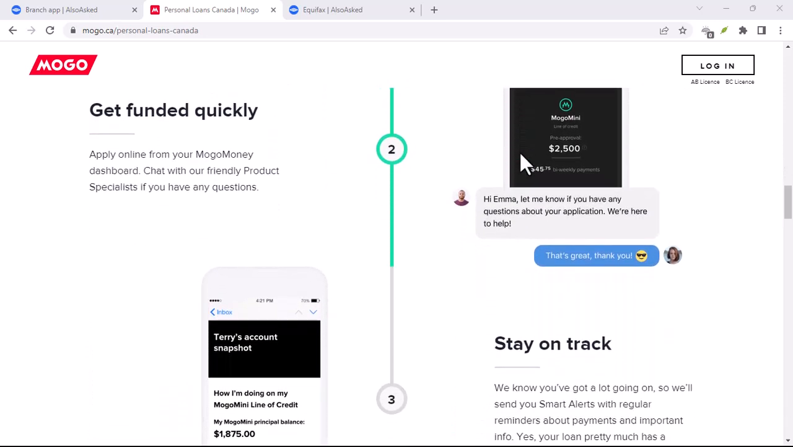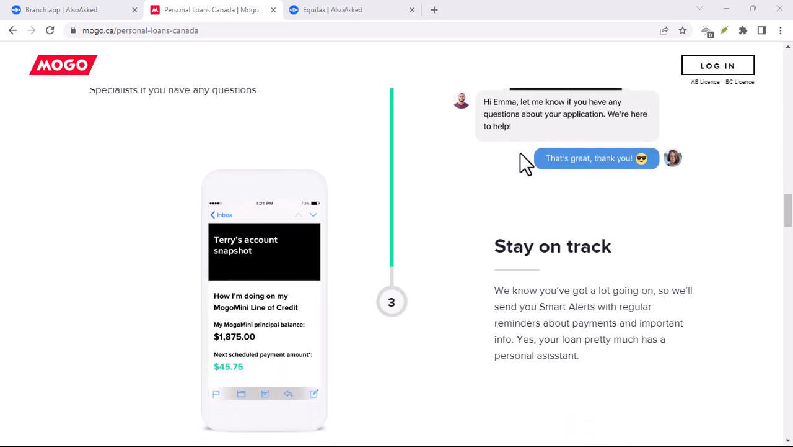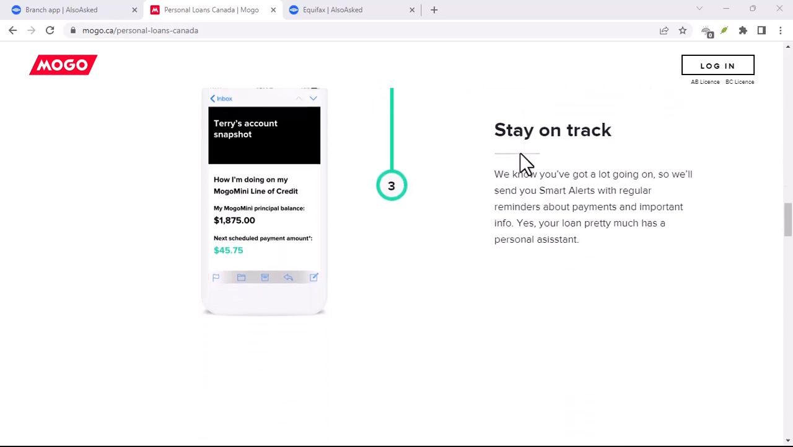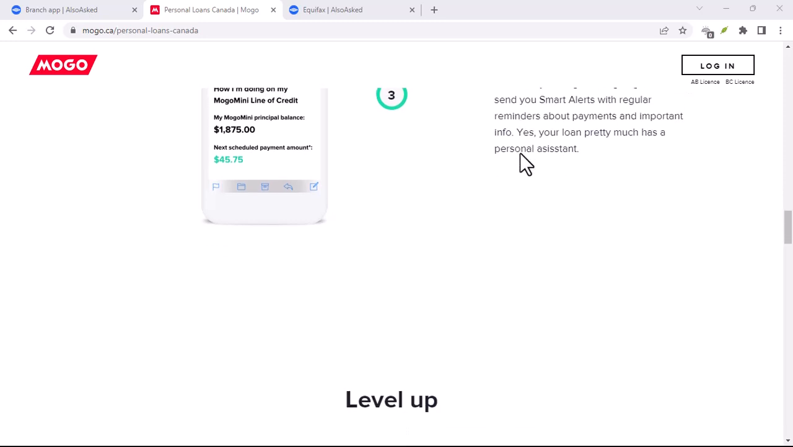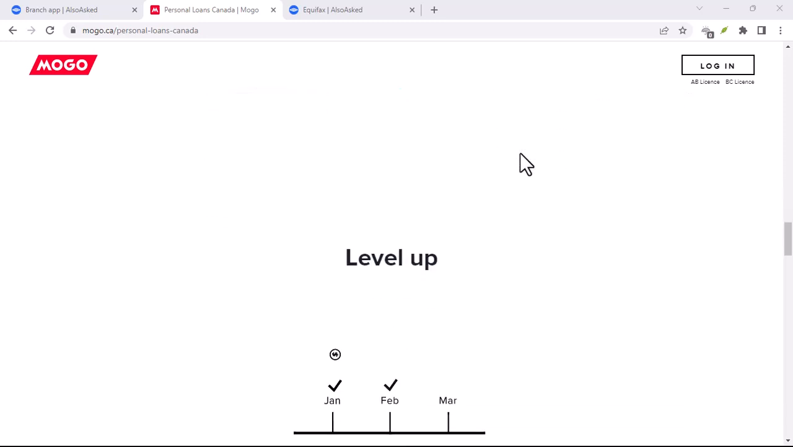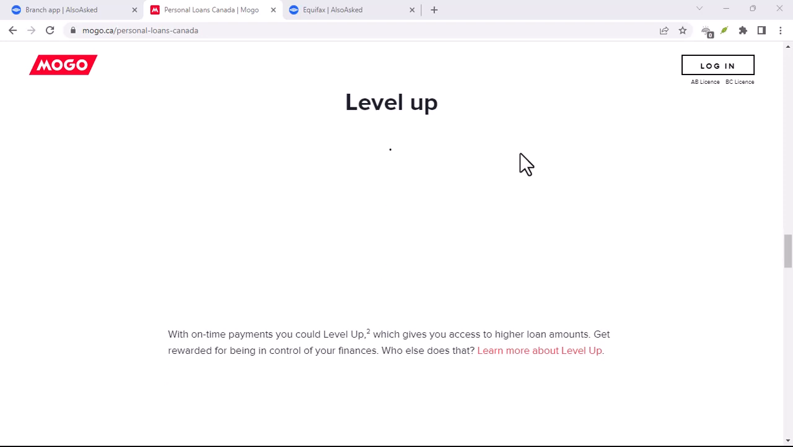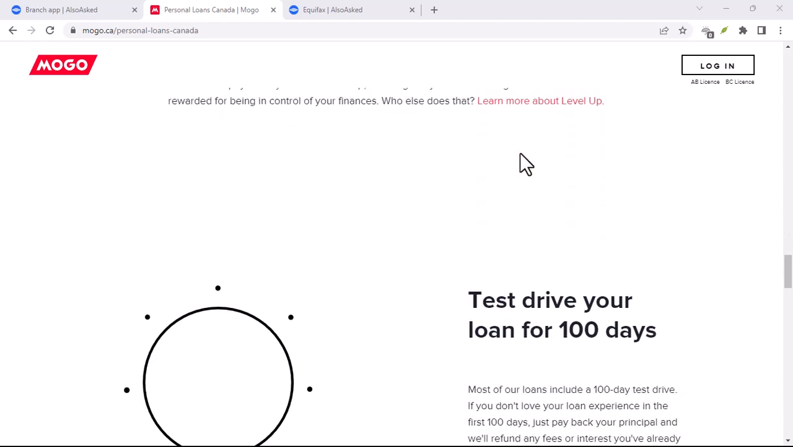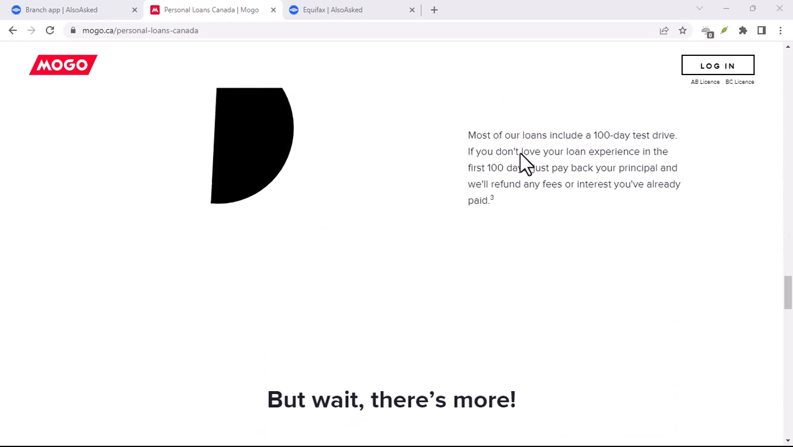Mogo is a Canadian fintech company that offers a variety of financial products, including personal loans, credit cards, and prepaid cards. Mogo is a great option for people who are looking for a quick and easy way to get a loan. Step 1. Check your eligibility.